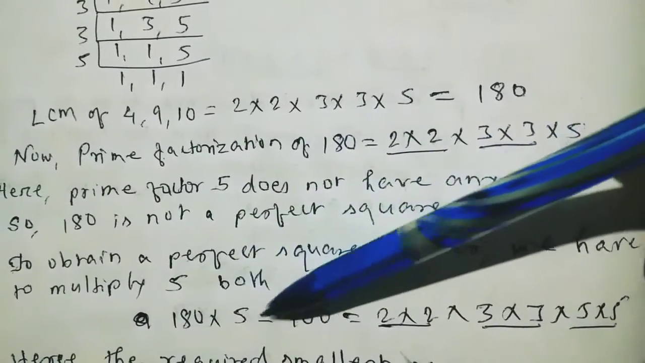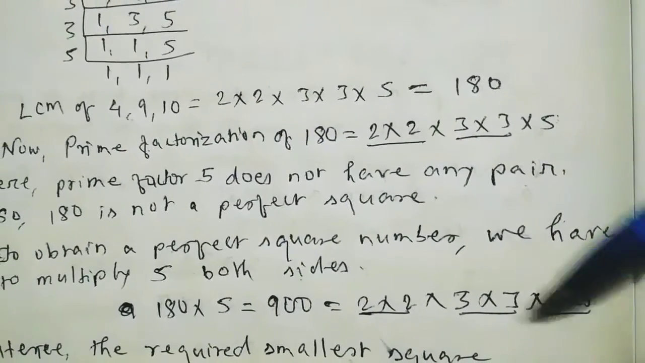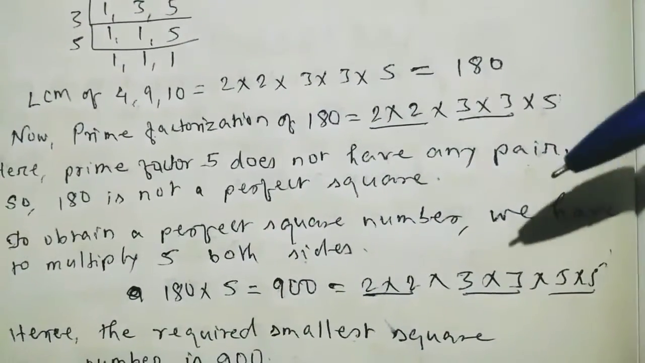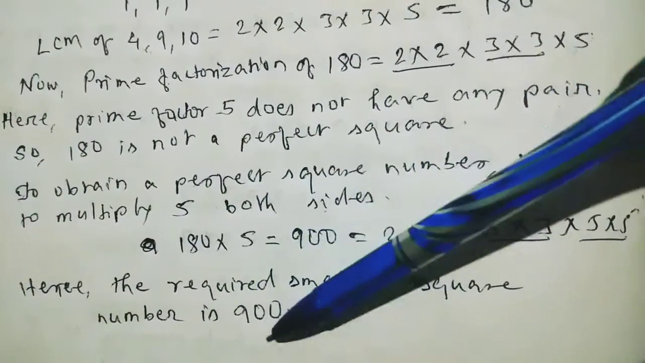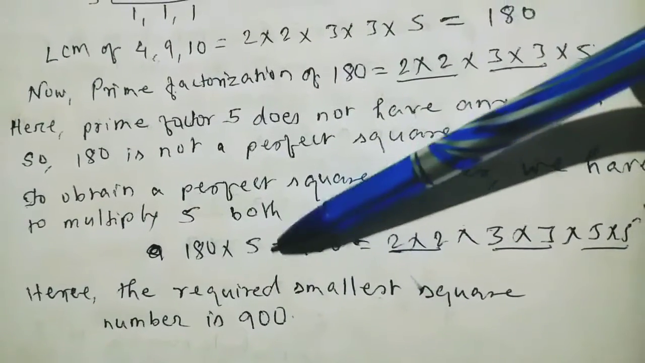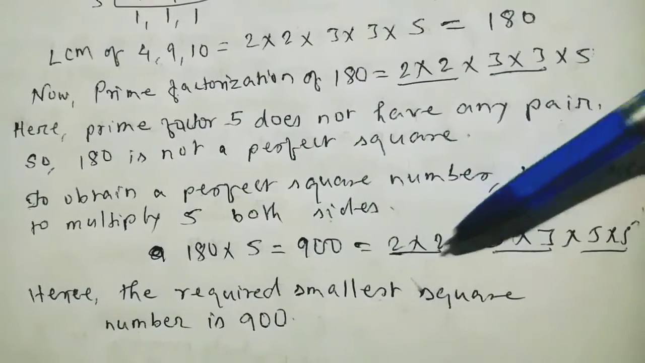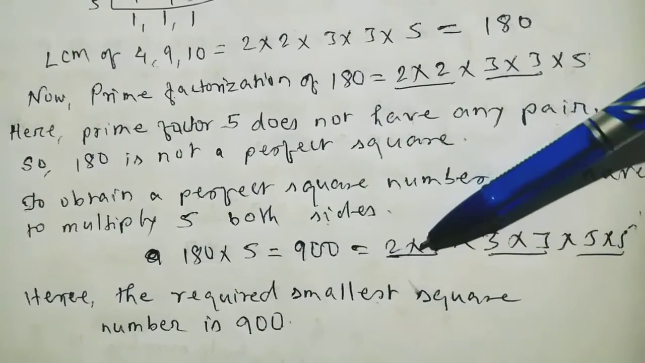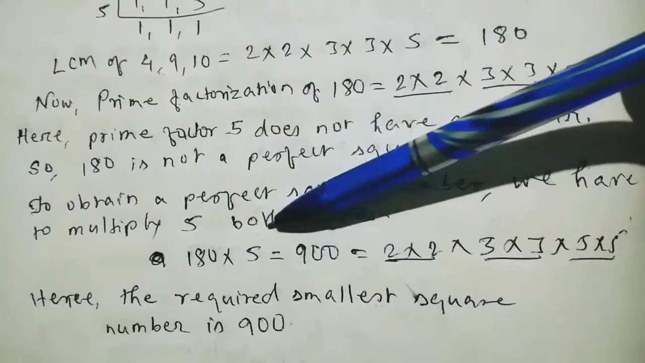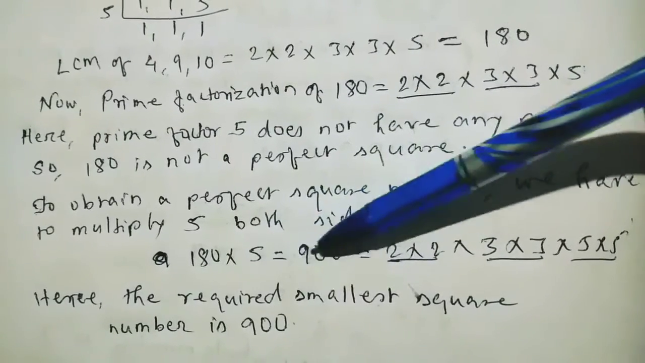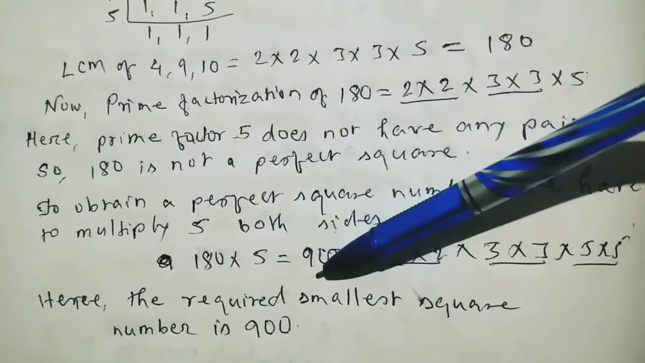So 180 into 5 is 900, and here also we will multiply by 5. But we do not require the square root, we only want the square number. So the required smallest square number is 900. This is our required smallest number. In this question, remember, do not find the square root of this 900. Only you have to find the square number. So this is the smallest square number when you multiply by 5 on both sides, then it is a perfect square number.